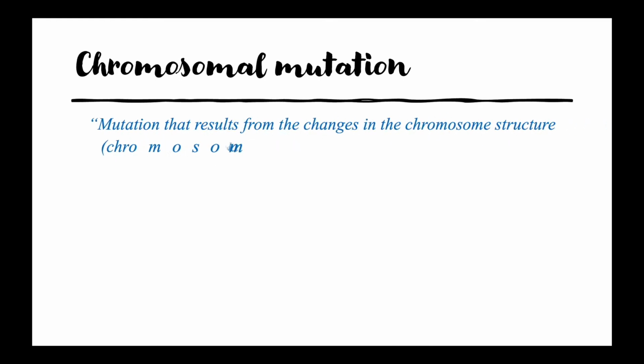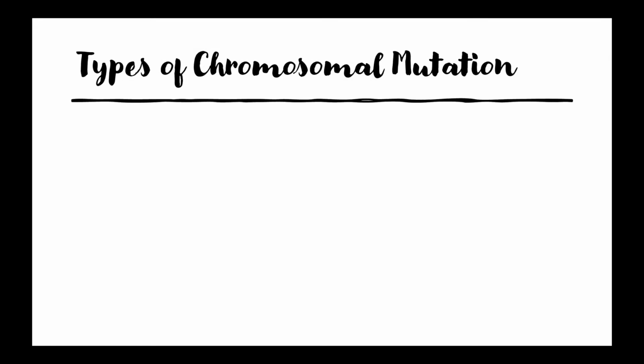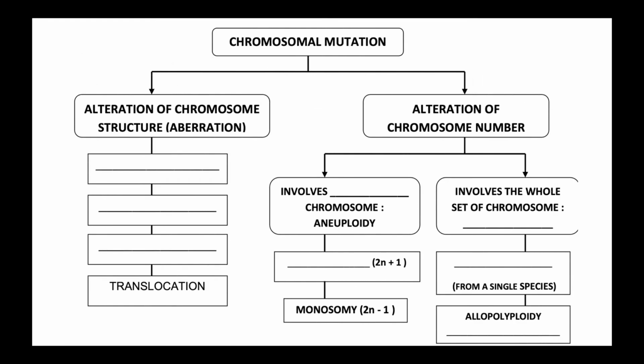Chromosomal mutation. Chromosomal mutation refers to mutation that results from the changes in the chromosome structure, or known as chromosomal aberration, or changes in the individual's overall chromosome number. There are two types of chromosomal mutation. Firstly, the changes in the chromosome structure, or chromosomal aberration. Secondly, the changes in the individual's overall chromosome number.